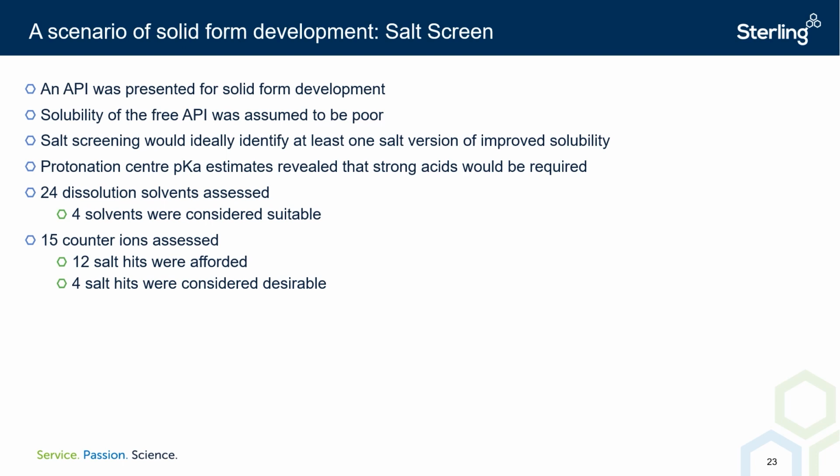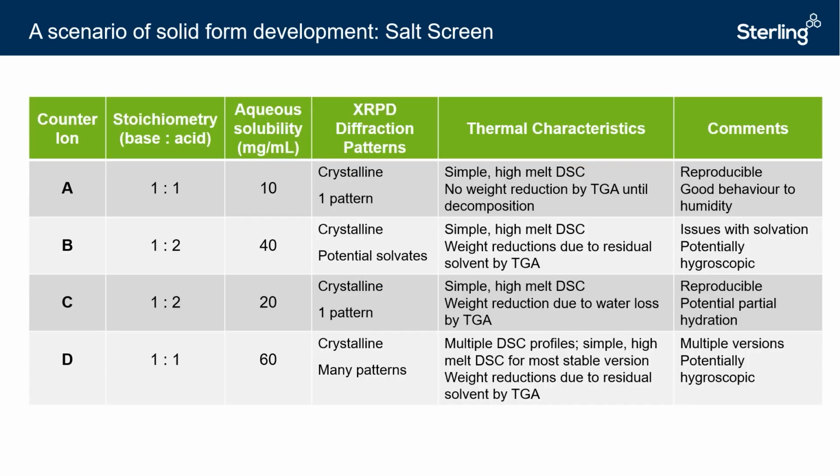As common salt screen practice dictates, qualitative or visual solubility determination of the free API in a range of solvent and solvent mixtures indicated 4 solvent systems to be more suitable for salt formation investigations. Of the 15 counterions assessed across the 4 solvent or solvent mixtures, 12 mobile suspensions, termed hits, were afforded. Of those 12 hits, only 4 were considered to demonstrate desirable physico-chemical and solubility characteristics. The table shown summarizes the characteristics of the 4 key API salt hits.